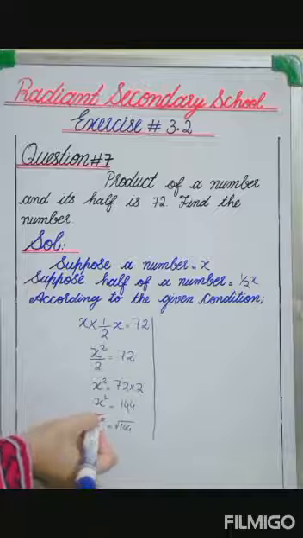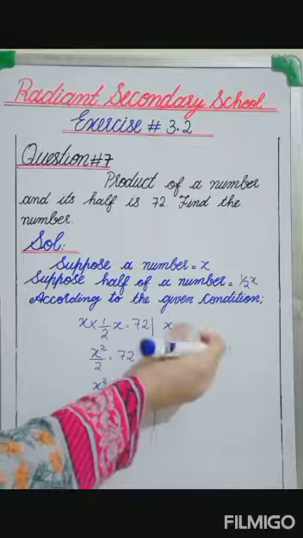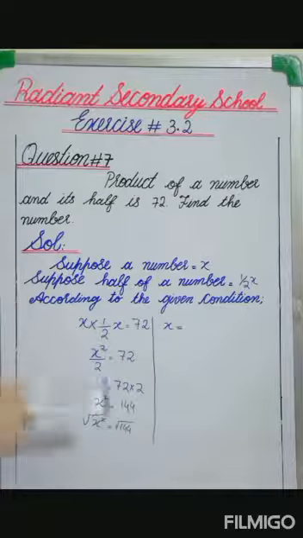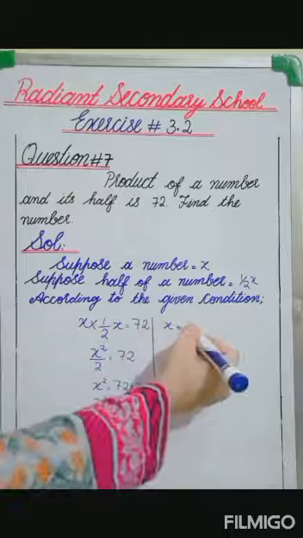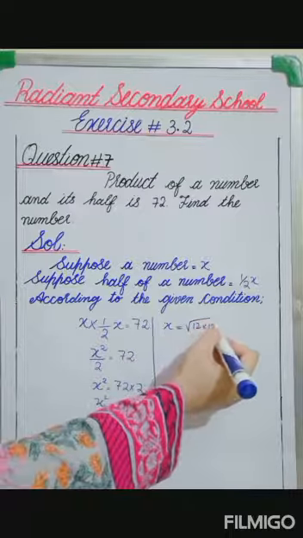This square and this square root sign will be cancelled. x is equal to... Now what value, when we multiply it by itself, is equal to 144? Yes, it's 12, because 12 multiplied by 12 gives 144.